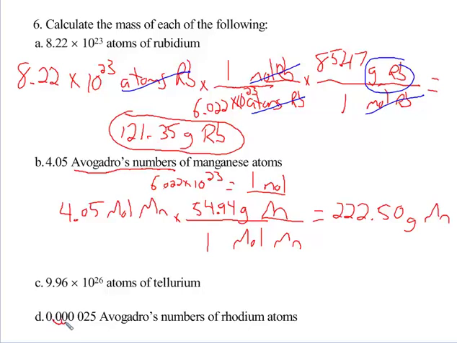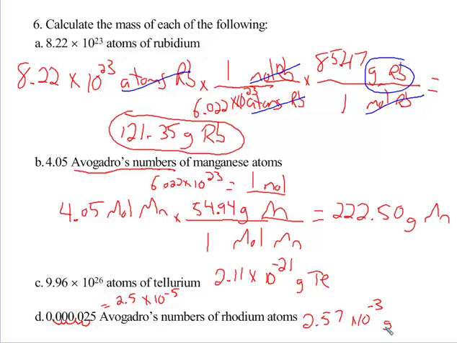Quick review of scientific notation. 1, 2, 3, 4, 5. This is the same thing as 2.5 times 10 to the negative fifth. So that might be easier to work with in your calculator. The answer for 6C would be 2.11 times 10 to the negative 21st grams of Te. And when you calculate successfully number 6D, which I know you will, you'll get 2.57 times 10 to the negative third grams of rhodium, Rh.